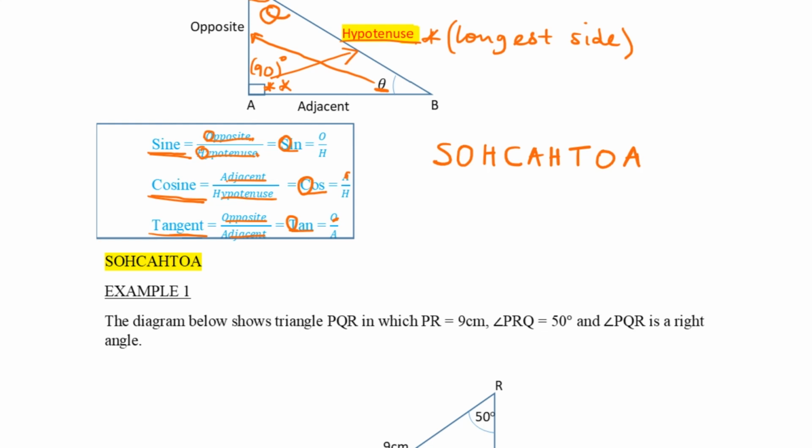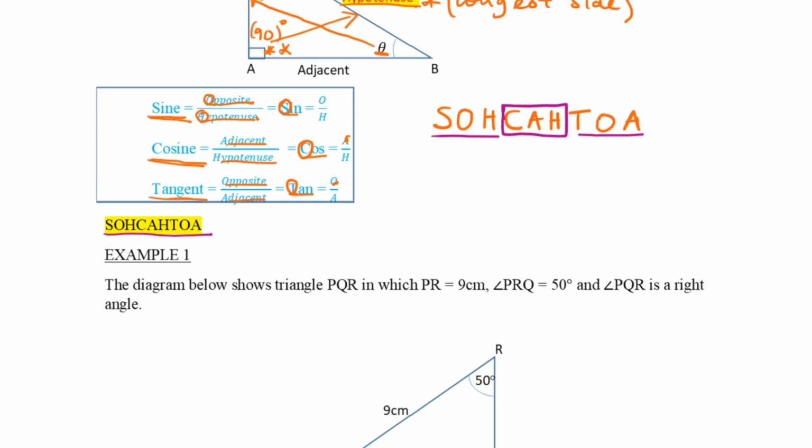So for you to easily remember these three trig ratios, for the sine, it's just this word, so. Then for cosine, it's this part here, ka. Then for the tan, it's toa. So someone said for me to remember easily, I'll use the word sokatoa. Okay, that's where the word sokatoa comes from. So this is the word here, sokatoa. Alright, we can quickly go to example 1.